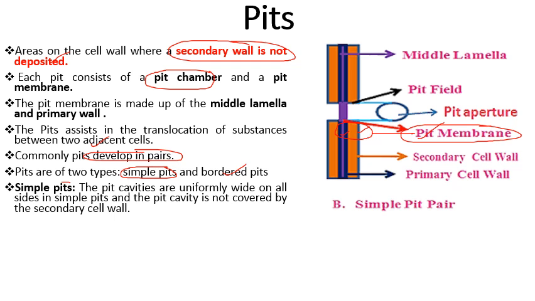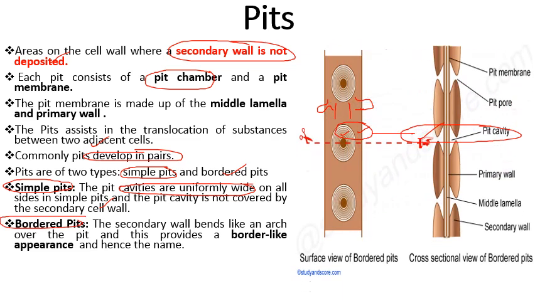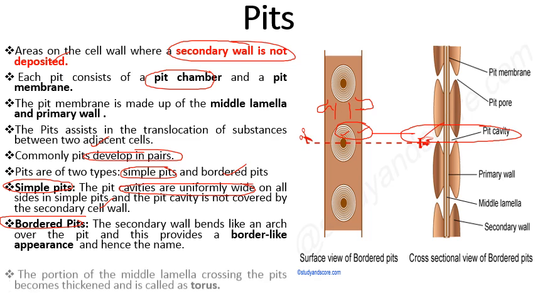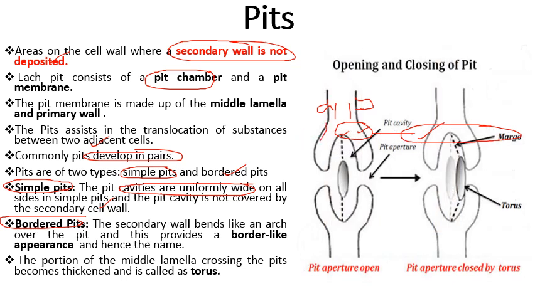Firstly comes simple pits. So the pit cavities which are uniformly wide, जिनका अंदर से lumen एक ही dimension का होता है, on the side in the simple pits, and the pit cavity is not covered by secondary cell wall. और इसकी जो pit cavity है, pit aperture है, ये कवर नहीं होता है बाहर से secondary cell wall. So इस तरह के pits को कहा जाता है simple pits. While in case of border pits the secondary wall bends like an arch over the pit and provides a border-like appearance, जिससे ये दिखता है बाहर से border की तरह.